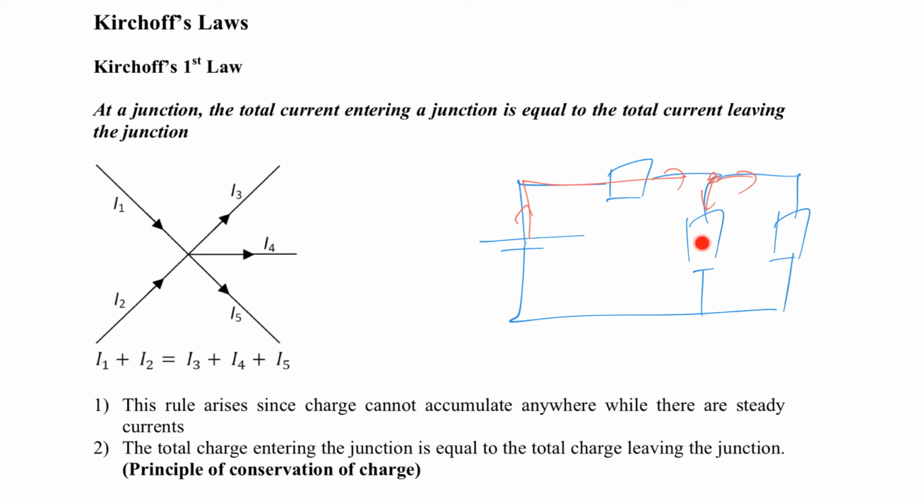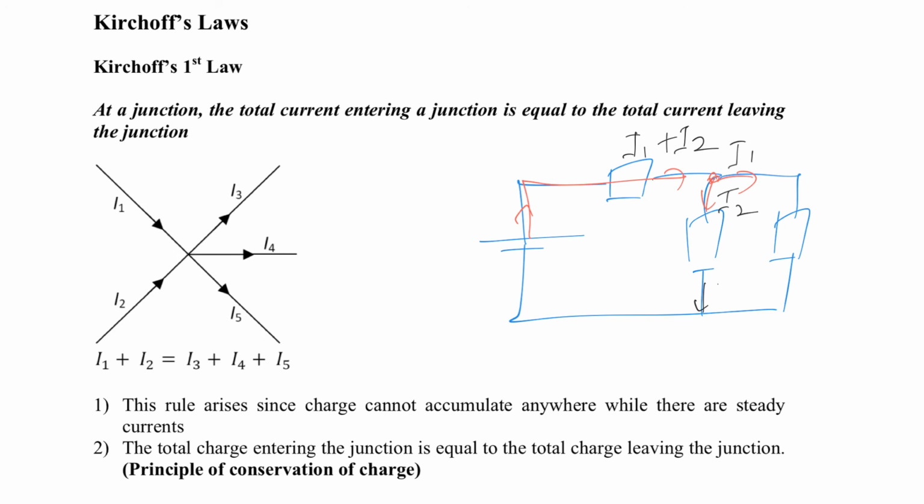When it splits, how do we label the currents at this junction? We can call the current that leaves on this side, let's say I1, and this side is I2. Since the current leaving on this side is I1 and this current leaving is I2, what's the total current leaving? I1 plus I2. Therefore the total current entering will also be I1 plus I2. That's how we use Kirchhoff's first law. That's how we label.